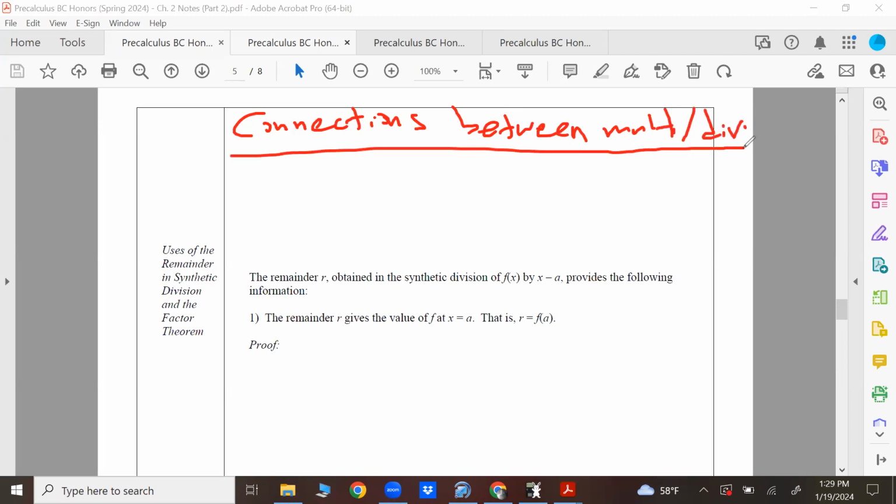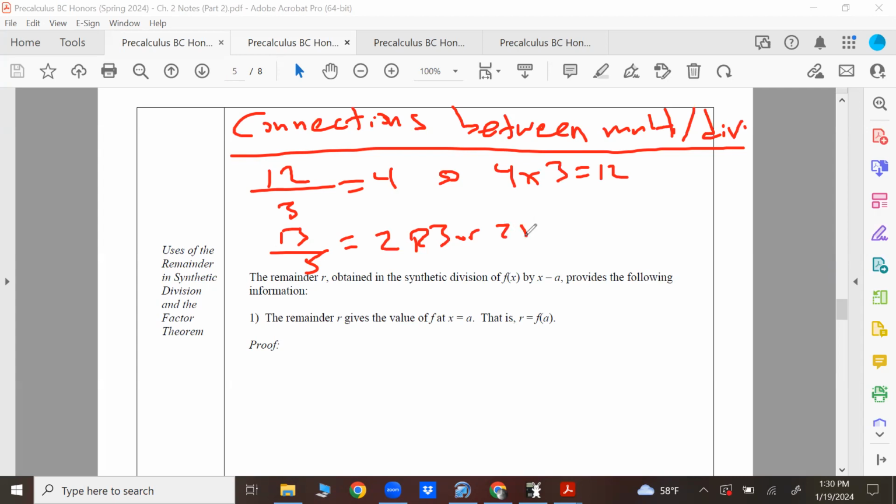So some stuff that should be pretty obvious, like obviously 12 divided by 3 is 4. So 4 times 3 is 12, right? We know this. Or 13 divided by 5 is 2 with a remainder of 3. Or 2 plus 3/5. Or 2 3/5 is a mixed number. So yeah, if you did 2 times 5 plus 3, you get 13.